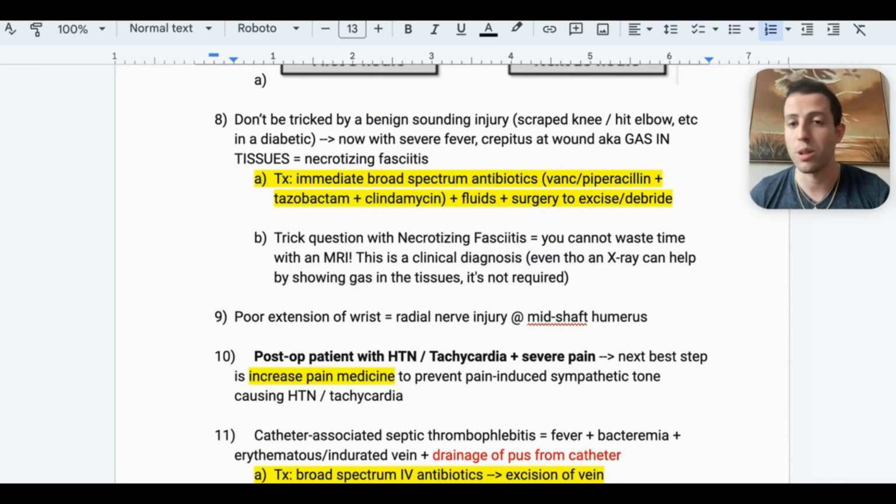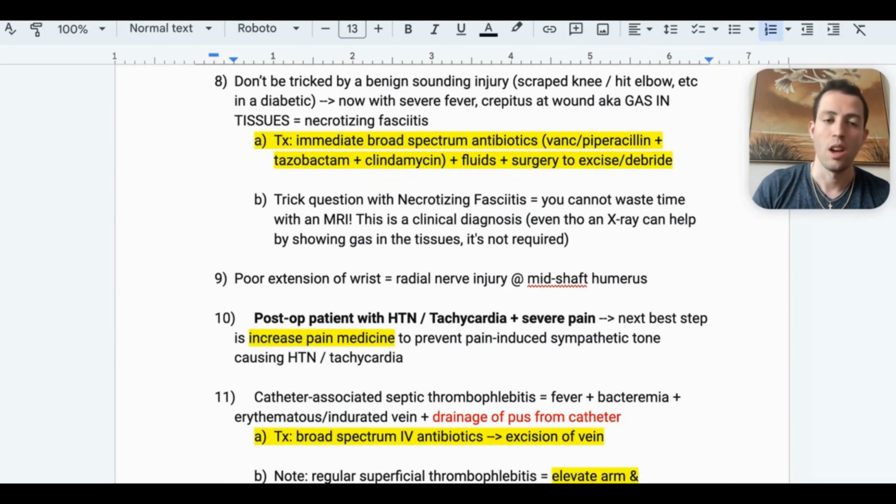Okay, so if they have a leg wound, got to cut out all that tissue. I'm talking like huge amounts of cubic centimeters of tissue. All right, here's a trick question with necrotizing fasciitis that I've seen a couple students miss before.